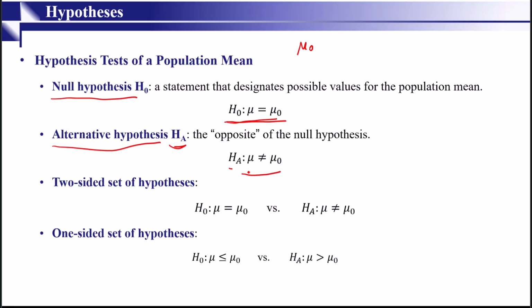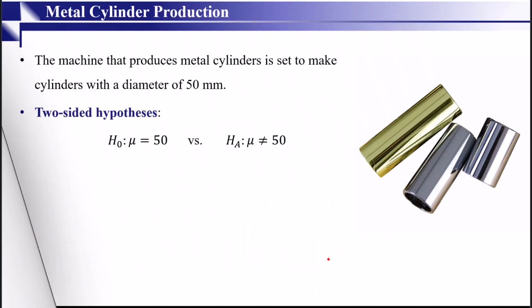So for a two-sided set of hypothesis tests, H0 indicates mu is equal to mu 0. And in here, we want to check this one versus the alternative hypothesis where mu is not equal to mu 0. This can be done for any specific value of mu. Then we have a one-sided set of hypotheses that says mu is less than or equal to mu 0 as the null hypothesis versus the alternative hypothesis that indicates mu is greater than mu 0. Let's see an example next.